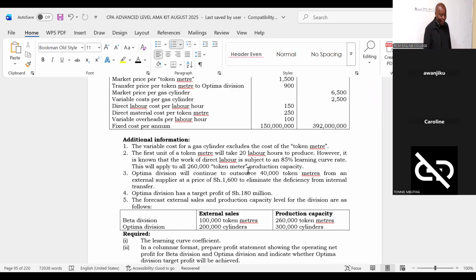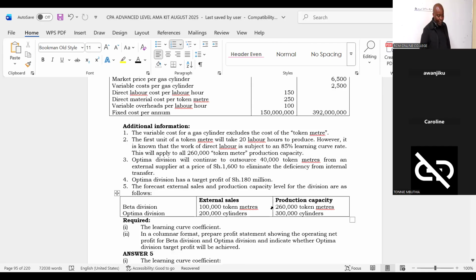This will apply to all the 260,000 token meter production capacity. The Optima division will continue to outsource 40,000 token meters from an external supplier at a price of 1,600 to eliminate the deficiency from internal transfer. Optima division has a target profit of 180 million. The forecast external sales and the production capacity level for the divisions are as follows. So you can see Beta Division external sales, 100,000 token meters, Optima, 200,000 cylinders.